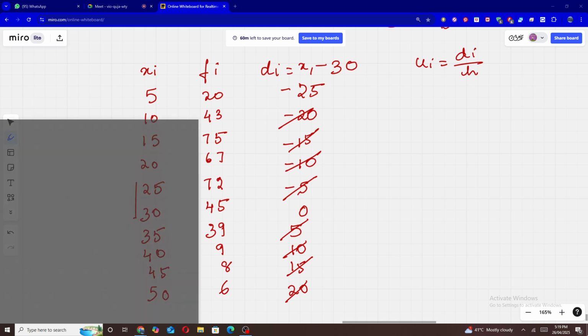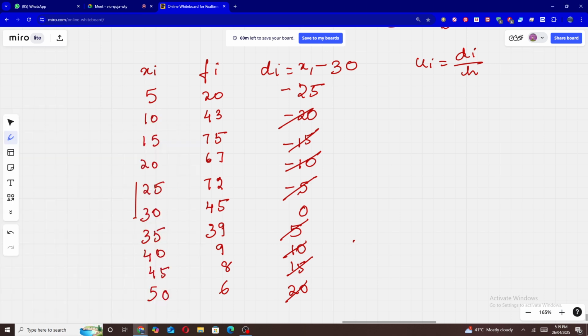Okay, you can just cancel it. No, this one no, right? I forgot. So it's minus 25, right? So minus 25, minus 25 divided by h. That will be minus 5, right? Minus 20 divided by 5, minus 4. Minus 15, minus 3. Minus 2, minus 1. So this will be 1, 2, 3, 4. So this, that's also not cancelling.